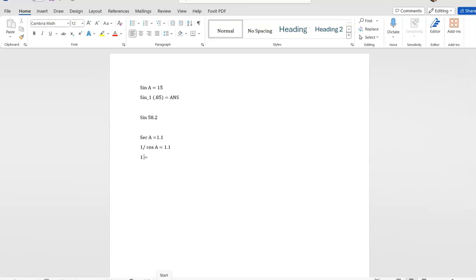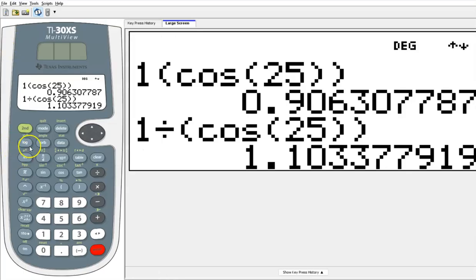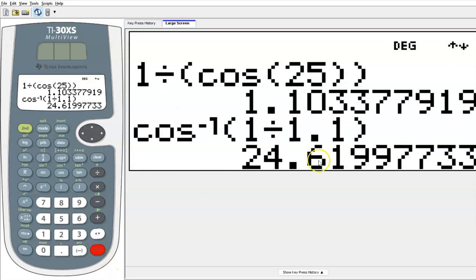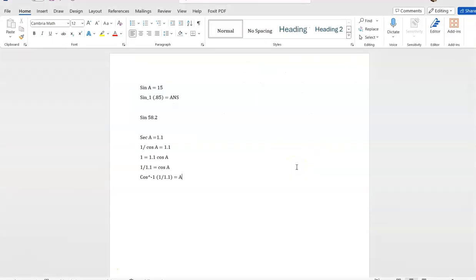Then I'm going to solve for cosine A. So that's going to give me 1 equals 1.1 cosine A. I multiply both sides by cosine A. So then 1 divided by 1.1 equals cosine A. So what I'm actually going to put into my calculator here is the inverse cosine, cosine -1 of 1 over 1.1, is going to give me A. So I'm going to come back here just to show you. I'm going to do cosine of -1, 1 divided by 1.1, and I got my 25.